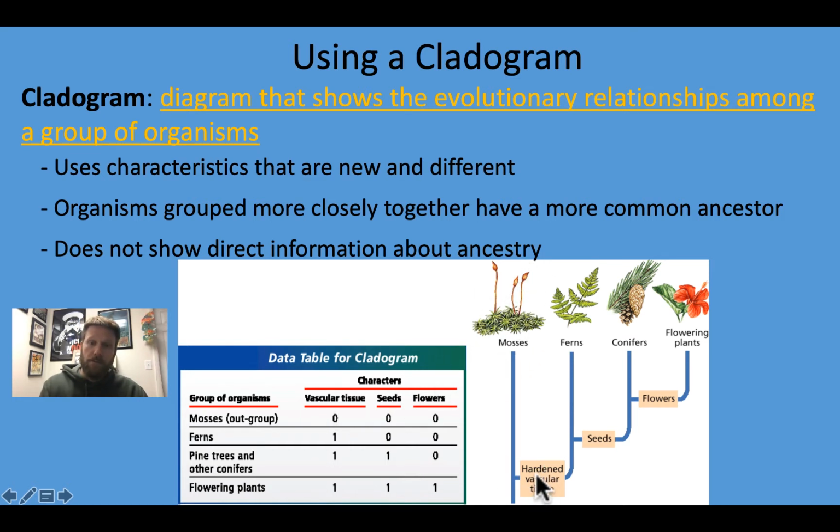So everything above this branch on the cladogram has vascular tissue. Ferns, conifers, flowering plants have vascular tissue. Now after that, conifers and flowering plants have seeds, whereas ferns do not. So that's my next branch. Everything above this branch will produce seeds, and then the last branch there, flowering plants, will produce flowers where conifers do not. So the derived characteristics are on my cladogram. Everything above that branch of the cladogram has that characteristic. So it allows us to group organisms that are more closely related, closer to their common ancestor.